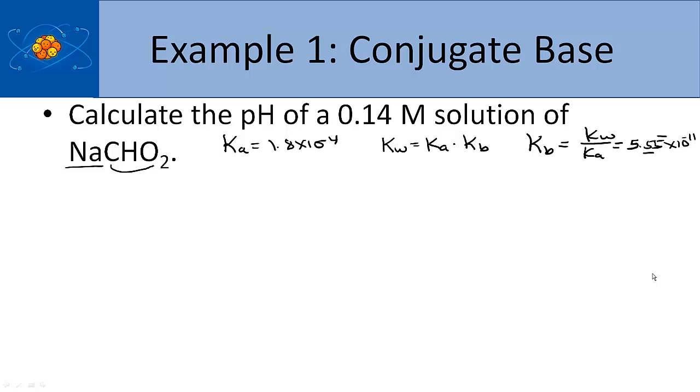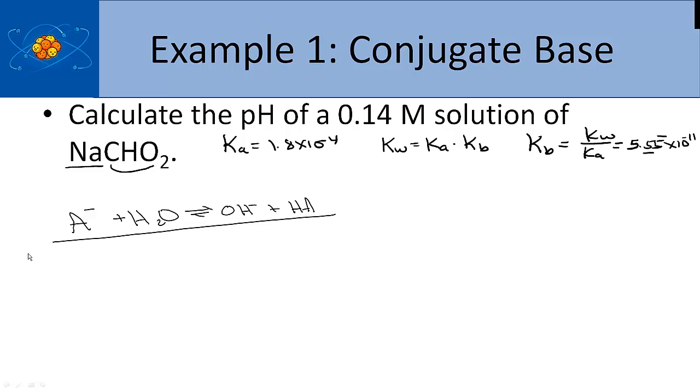So now we have to start with our reaction. We know we're dealing with the conjugate base of the weak acid formate, so I'll start with A minus. So we start with A minus plus H2O in equilibrium. Again, Bronsted-Lowry definition, I'll get OH minus plus the acid of that conjugate base.